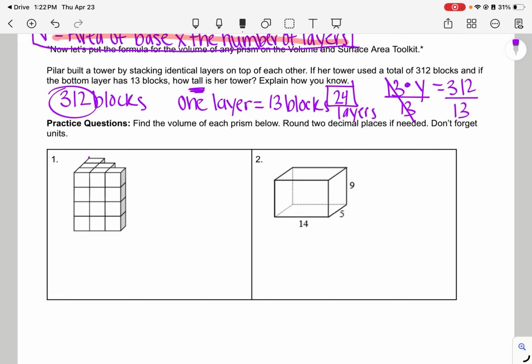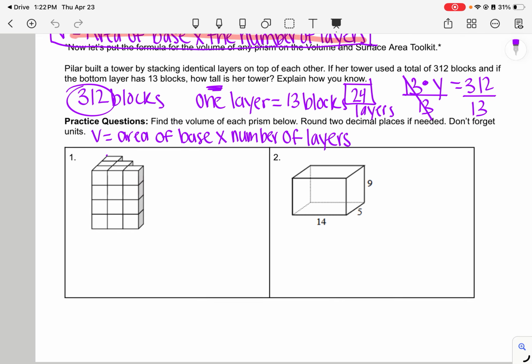So practice questions, it says find the volume of each prism below. Round to 2 decimal places if needed. Don't forget units. So let's get better about that. And then let's just remind ourselves, volume equals area of base times number of layers. Now, length times width times height only works for rectangular prisms. It doesn't work for everything. So I like to stick with this because this represents all the situations instead of having to remember all these other formulas that have to go with it.